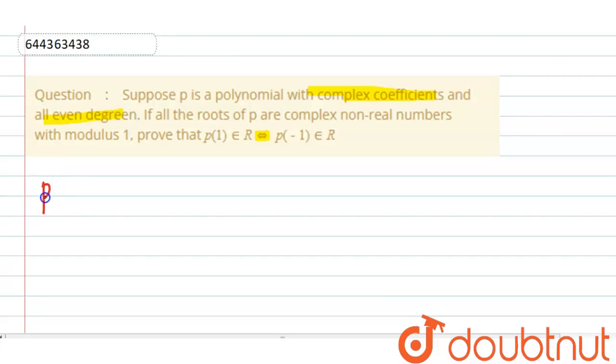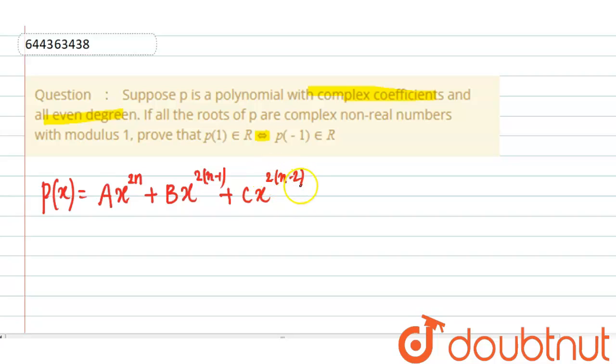Let's say our polynomial is p(x), and it's written in the form of a x raised to power 2n, because all the degrees are even, so I'll always write in the form of 2n. So here, b x raised to power 2n minus 1, plus c x raised to power 2 into n minus 2. I'm writing 2 in front of all these n minus 1, n minus 2 because we have to get just the even degrees. Until and unless I multiply by 2, this won't result in even. So I'm multiplying this deliberately.